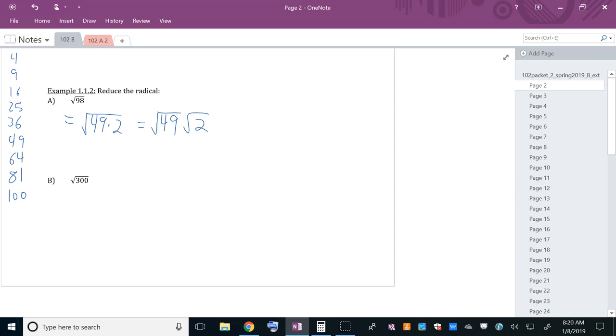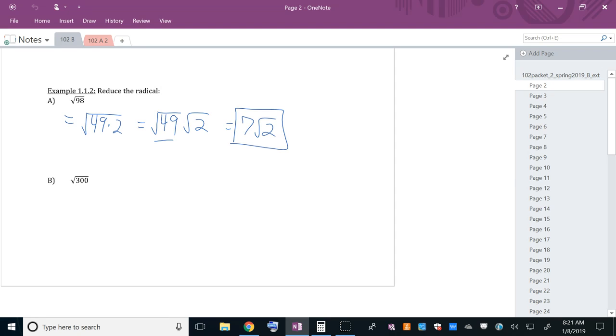You'll notice I put the perfect square first as a clue to me that this is the number I'm going to reduce. The square root of 49 is 7, and the square root of 2 can't be simplified, so that is my final fully reduced answer.